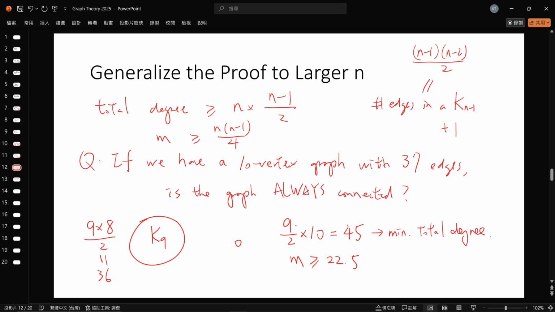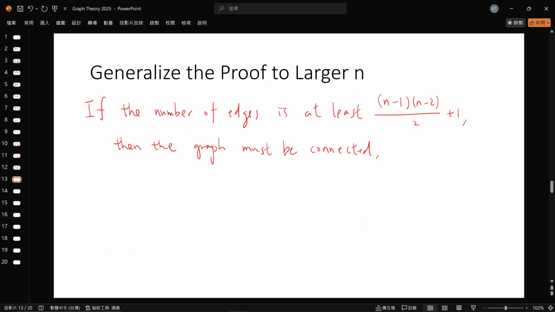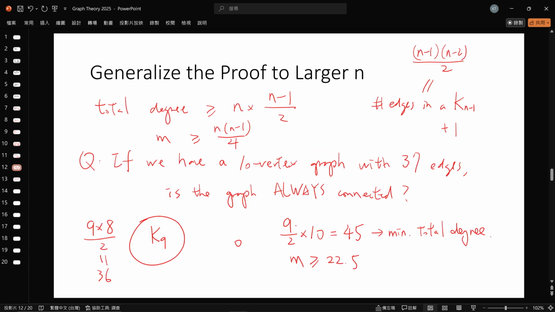OK, but anyway, I'll say it's a cute proof for at least the case where n is equal to 4. Okay, so good. All right, so this approach fails. Okay, so we need another proof.